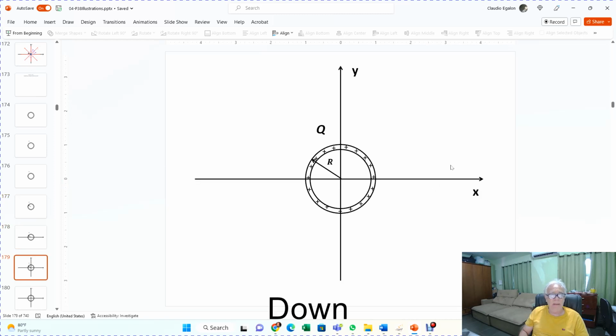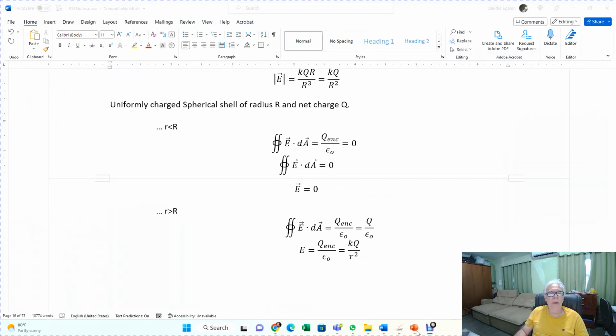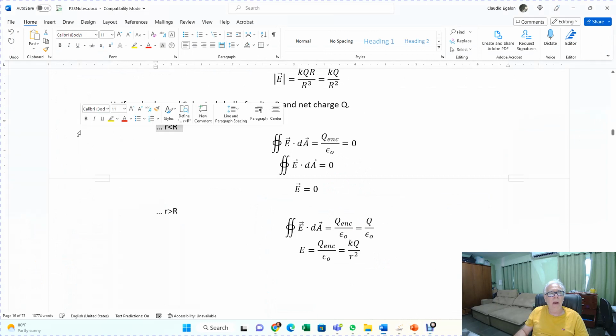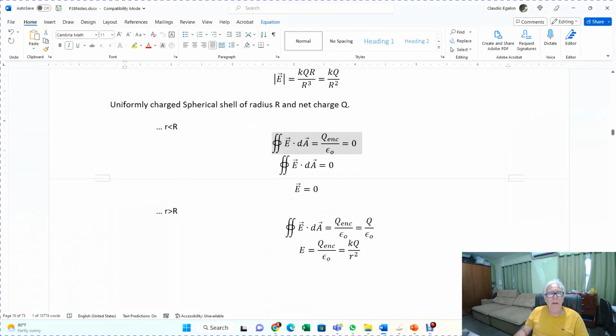We set the x and y axis, right? And we choose our Gaussian surface. We start with a radius less than the radius of the shell, little r less than big R. Okay? So how do we solve that? Here we go. For r less than big R, the enclosed charge is going to be 0. Consequently, the electric flux is also going to be 0.